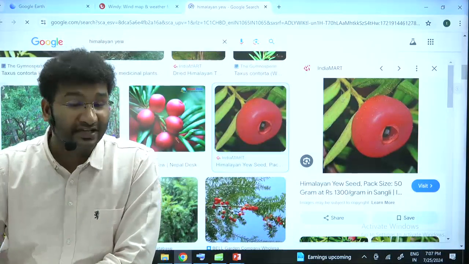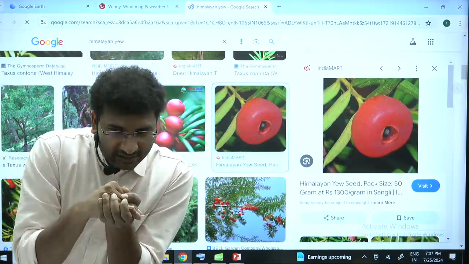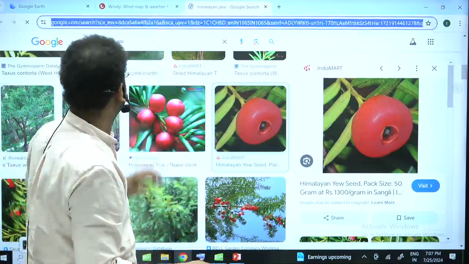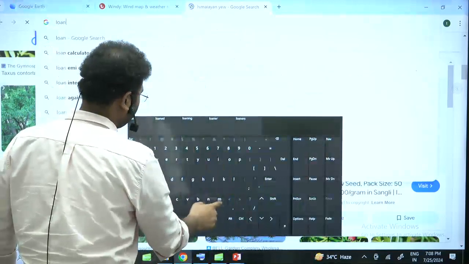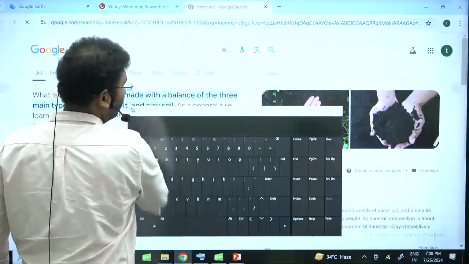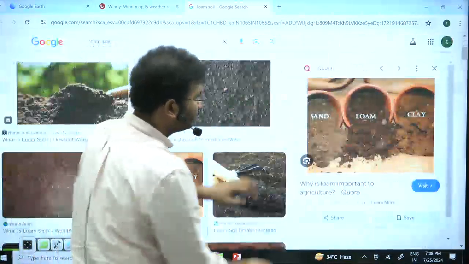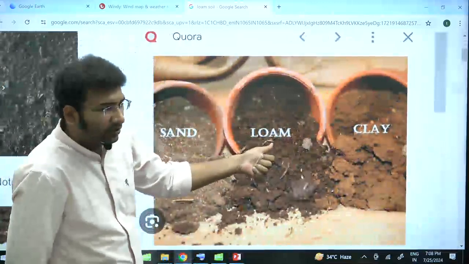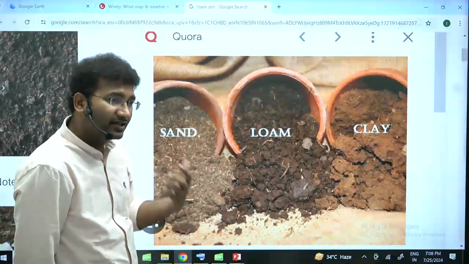No. Loamy is a texture, not a type of soil. A soil can be clayey, a soil can have granules, a soil can be loamy. Texture of a soil is different from type of a soil. Suppose a black soil can be clayey, a black soil can be loamy, a black soil can be sandy. Your red soil can be loamy, sandy, clay. These are the textures. Okay?